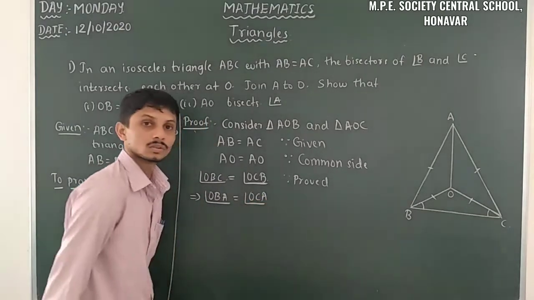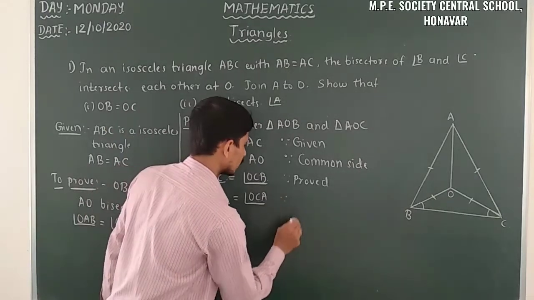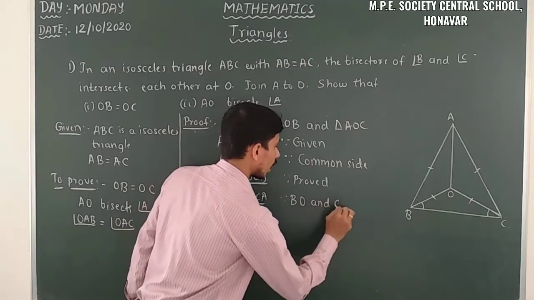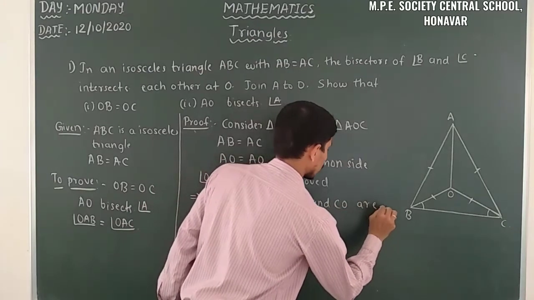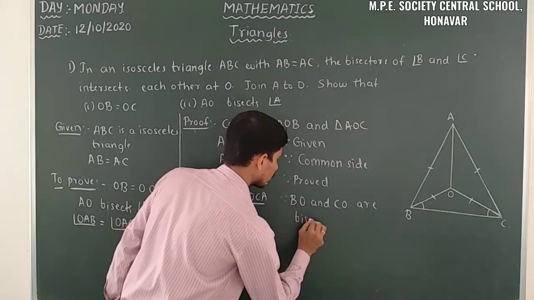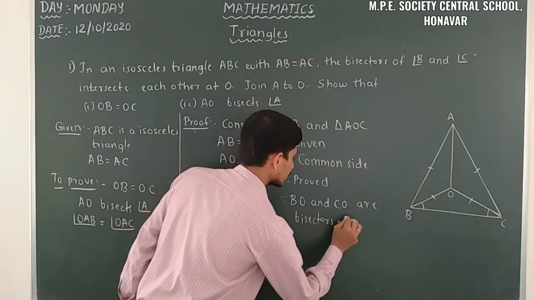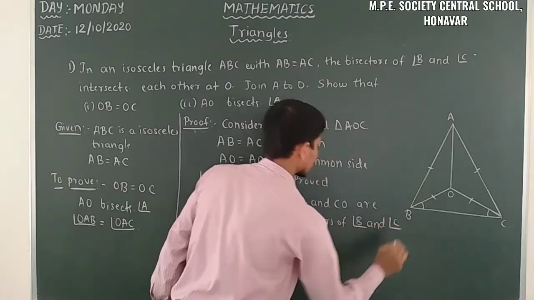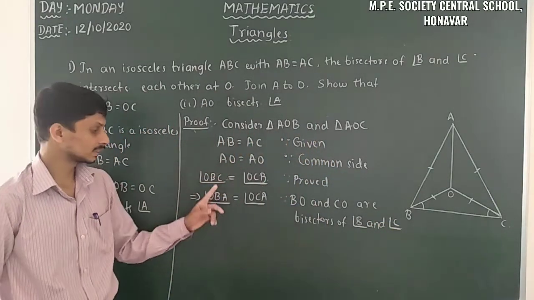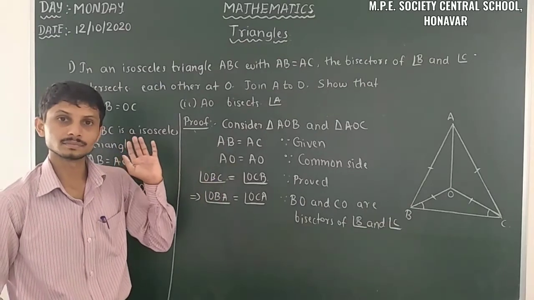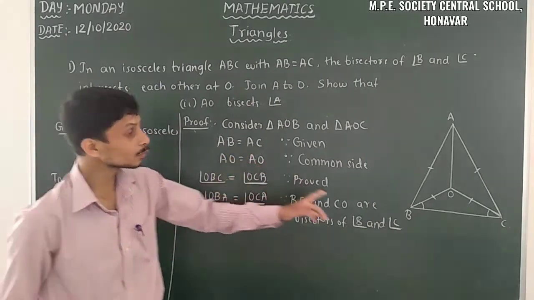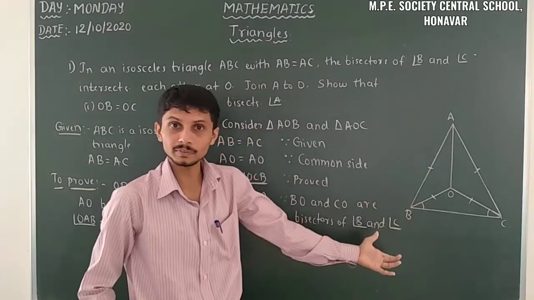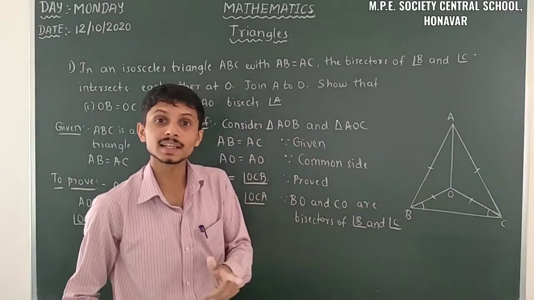OCA. Because BO and CO are bisectors of angle B and angle C, here we have the SAS criterion. Also we have another criterion, that is BO is equal to OC. So already we proved that. So it becomes the SSS criterion.